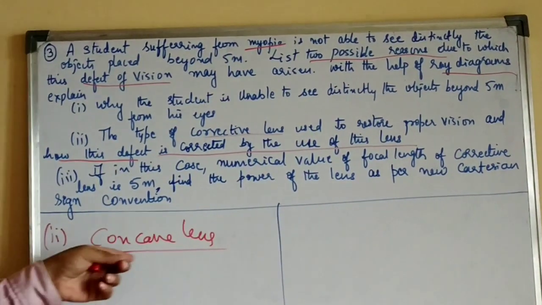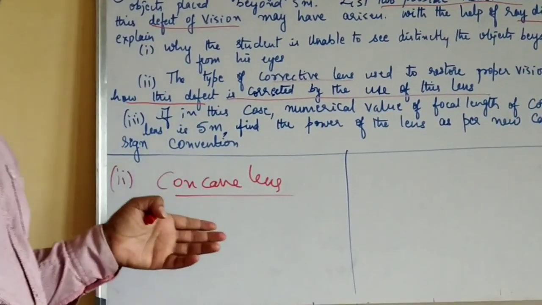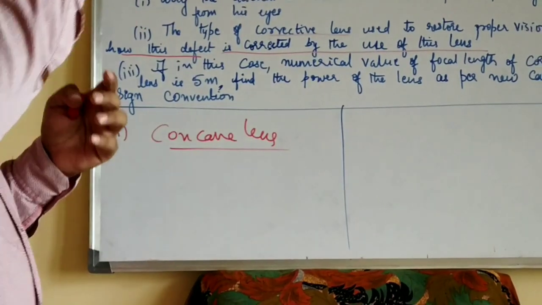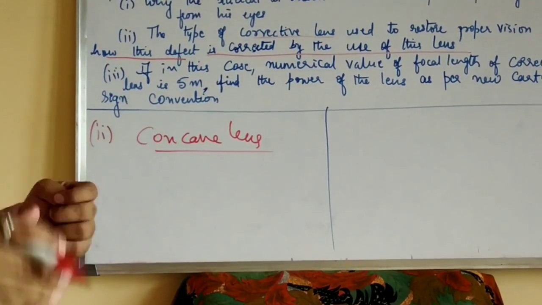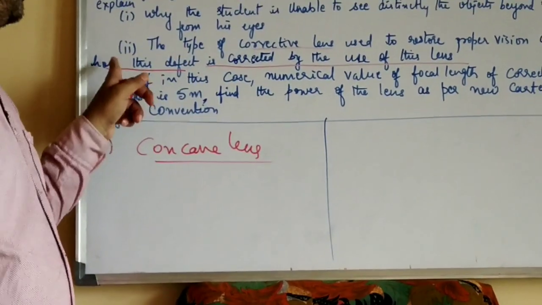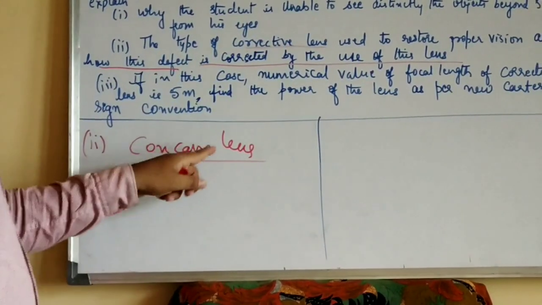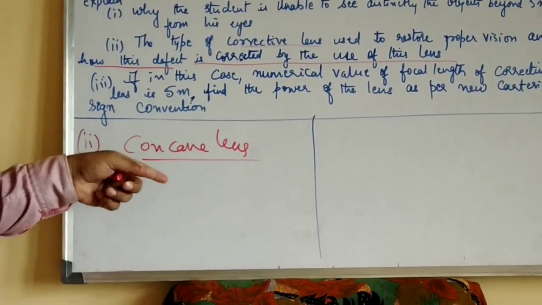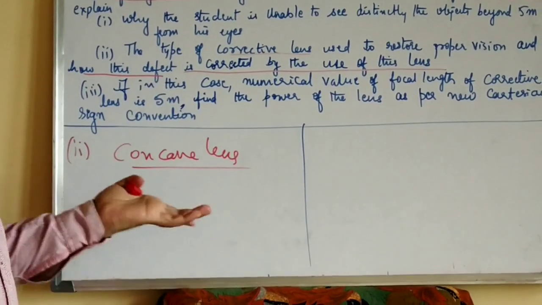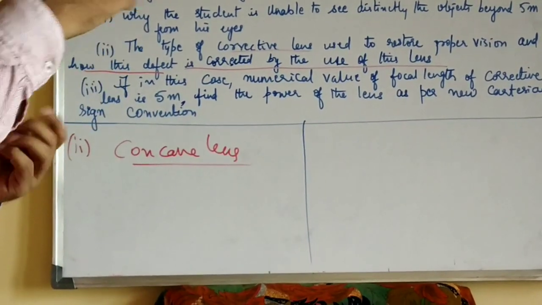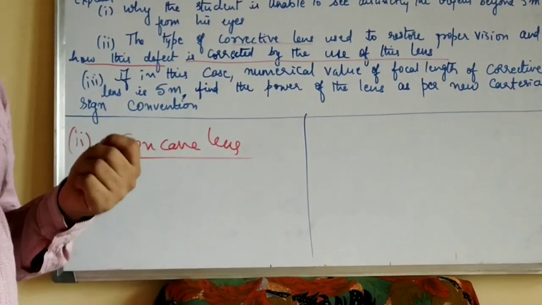So what happens if you use the corrective lens of suitable power? The image is exactly formed on the retina. Okay, so that is how to correct this defect. If you use the concave lens of suitable power, this defect is corrected when the image is exactly on the retina.